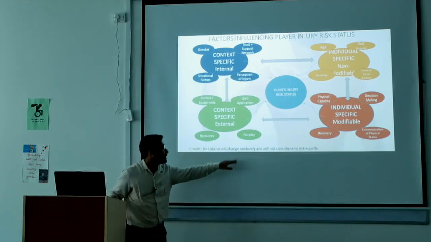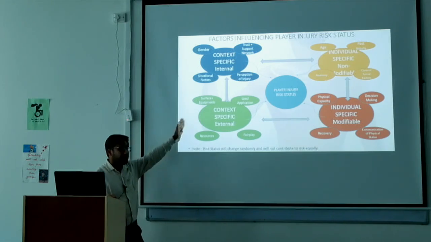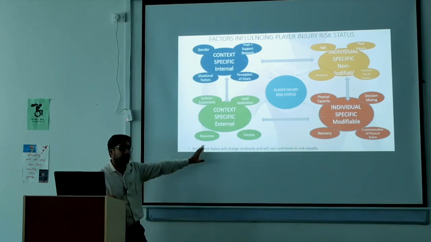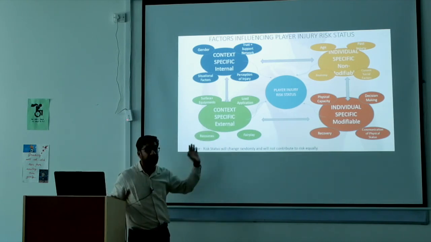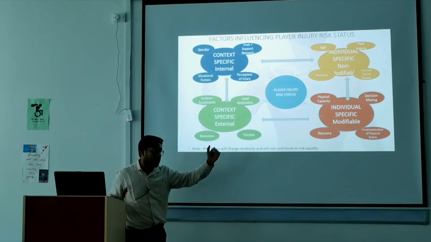And one note to make: the risk status will change randomly and according to the scenario. I cannot say it is always the age, I cannot say it is always the recovery. It can be anything in a specific amount.